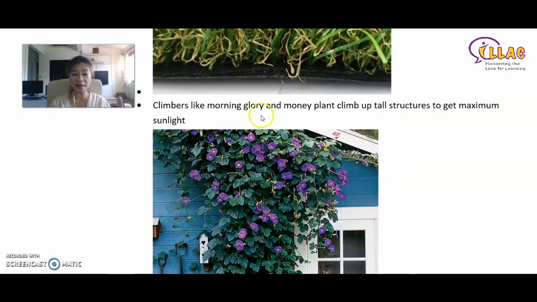So climbers like morning glory. So climbers means what? They actually climb. Money plant, they climb up tall structures to get maximum sunlight. It's the same reason, okay? The same reason why they want to climb, why they want to creep across, same reason to get the maximum sunlight, so that there is more photosynthesis, so that there is more food produced.